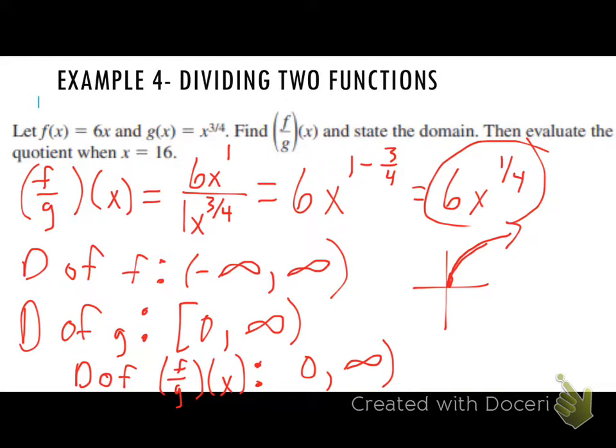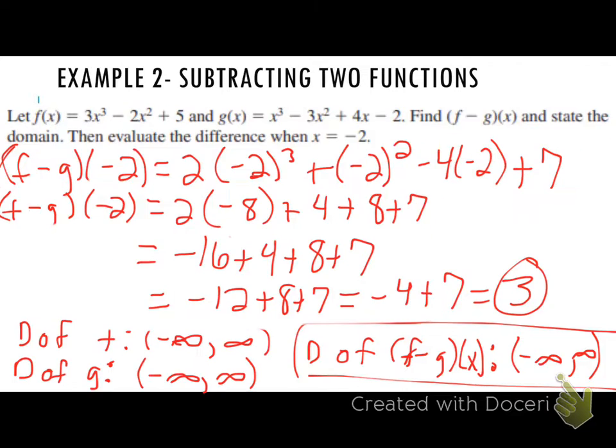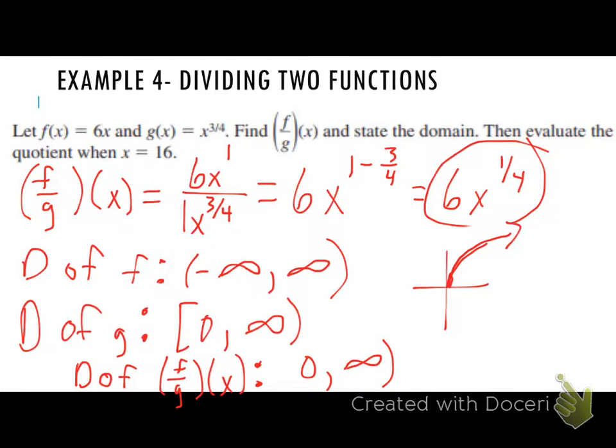Let's think about that first slide that I showed you. The last sentence: additionally, the domain of the quotient, and we're dealing with the quotient on example 4, does not include x values for which g of x equals 0. Which values of x would make my denominator 0? 0. If I plug 0 in there, I get 0 in the denominator, which I don't want, because that'd be undefined. 1 would not give me 0. 1 would give me 1 in the denominator. I can have 1 in the denominator all day long. I just don't want 0, correct?